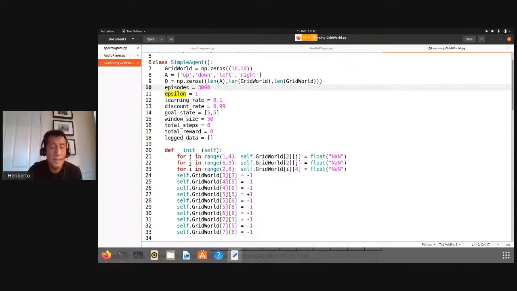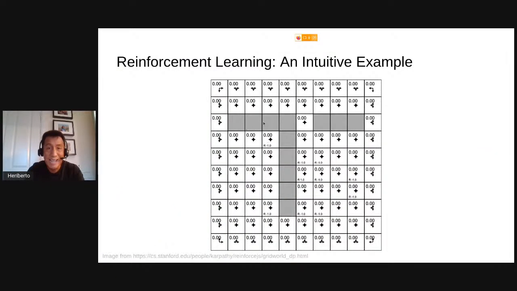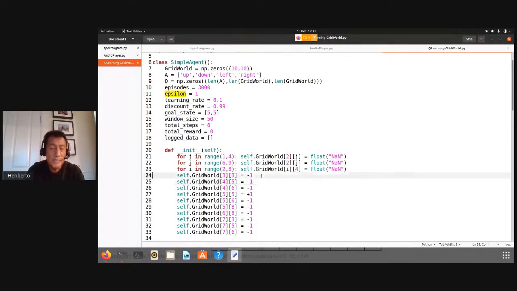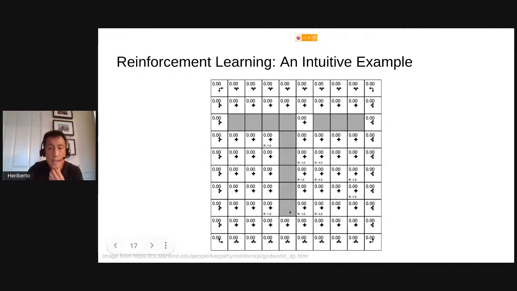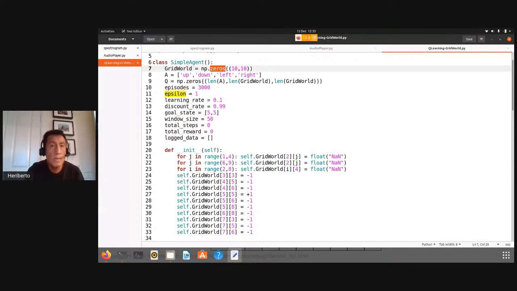I have a number of other values here that I'm not going to go through in detail. But here's the thing: I'm initializing the walls with not a number so that I don't have to calculate any values in these shaded areas. And those other locations will have either minus one or plus one for those that are different from zero. For all the others, we have initialized our Q-table, or grid world, with zeros.